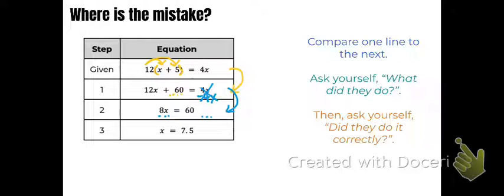Doesn't look like it, because plus 60, to move that to the other side, you would have had to subtract 60. And subtract 60 on both sides. So on the right side, we would have been left with a negative 60, not positive. So the mistake is in step 2.